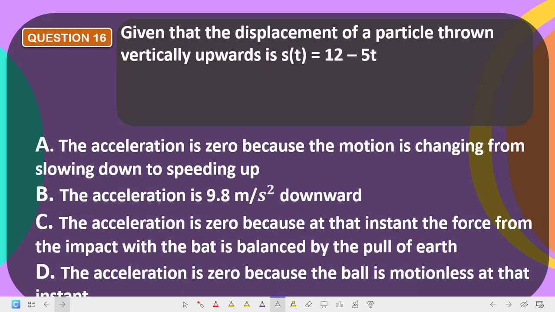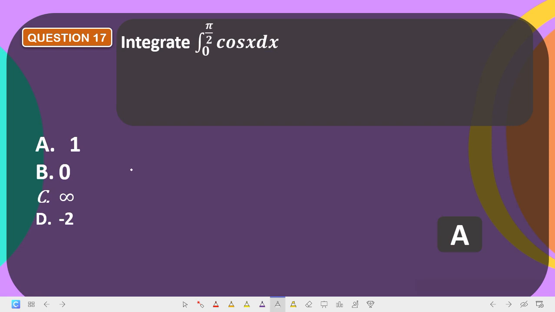Next one. This particular question is not complete, so when you see it, you figure it out. Now this one says integrate cos s ds within the limits pi over 2 and 0.